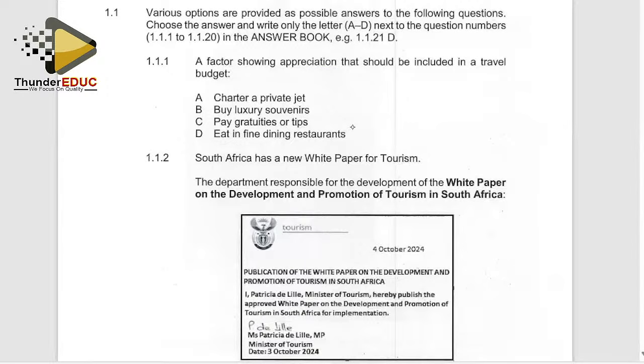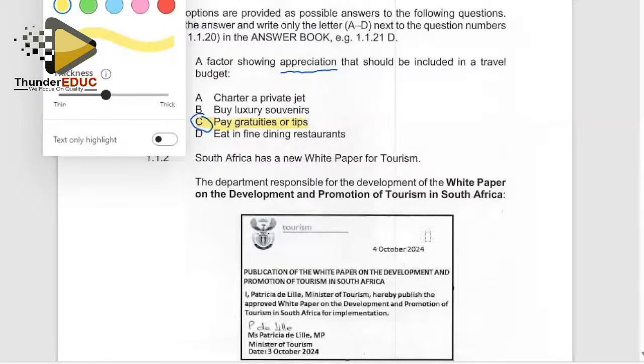So our key term there is appreciation. When you are planning your tour budget, you should put into consideration to pay gratuities or tips. So this is a factor which should be included in your budget. So our correct answer in this regard would be the letter C. That will be our most suitable response there. Moving straight ahead to the next question.